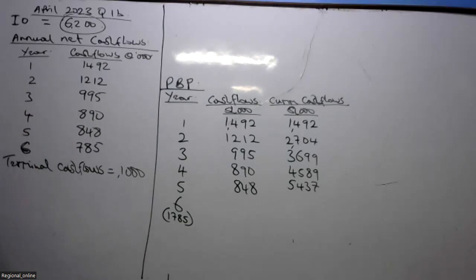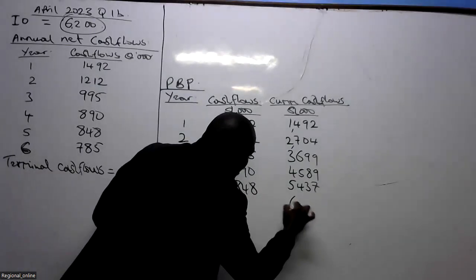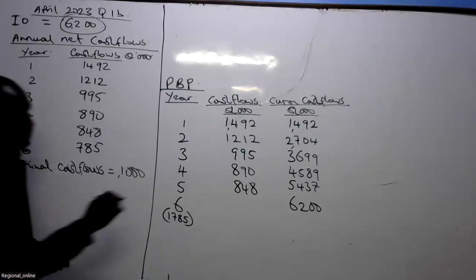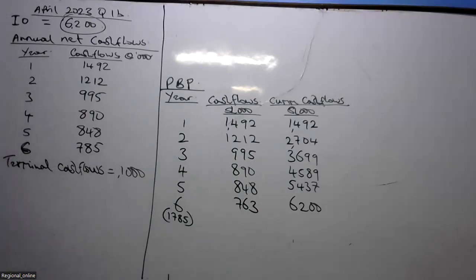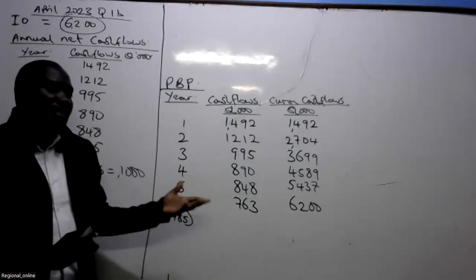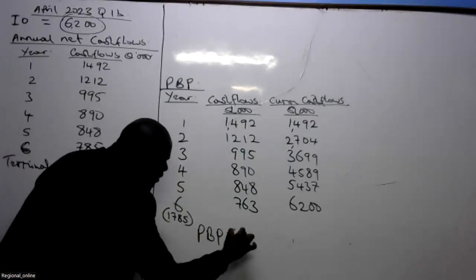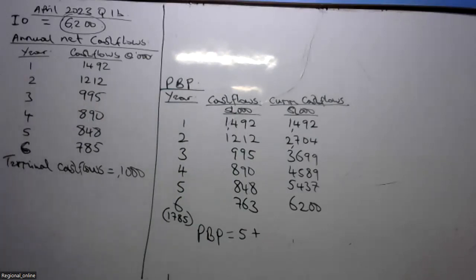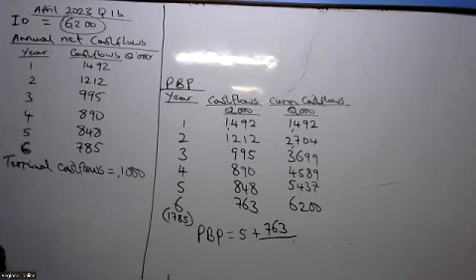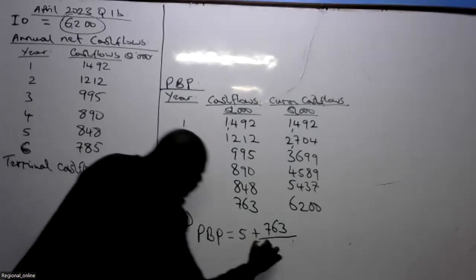Now, comparing what I'm targeting against what I have, I have more than what I need, so I don't put the whole figure there. My target was to reach 6,200. How much do I need to reach there? 763. So that means my payback period is 5 years and a certain fraction of year 6. In simple terms, the payback period will be 5 plus. In year 6, I'm only taking 763 out of 1785.